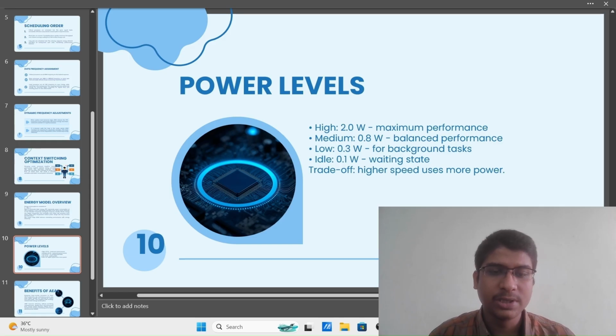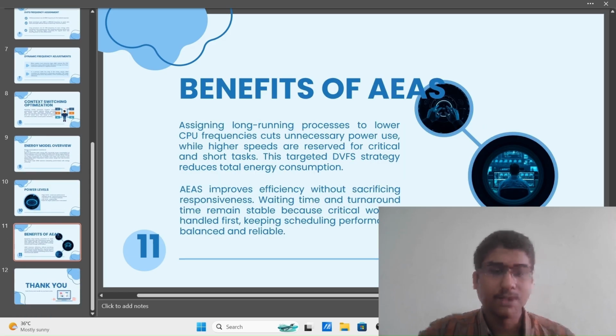By reducing the frequency for long running processes, we significantly reduce the total energy consumption. At the same time, we ensure that the performance metrics like waiting time and turnaround time are not affected significantly. Now I will hand over to my teammate for demonstration and results.